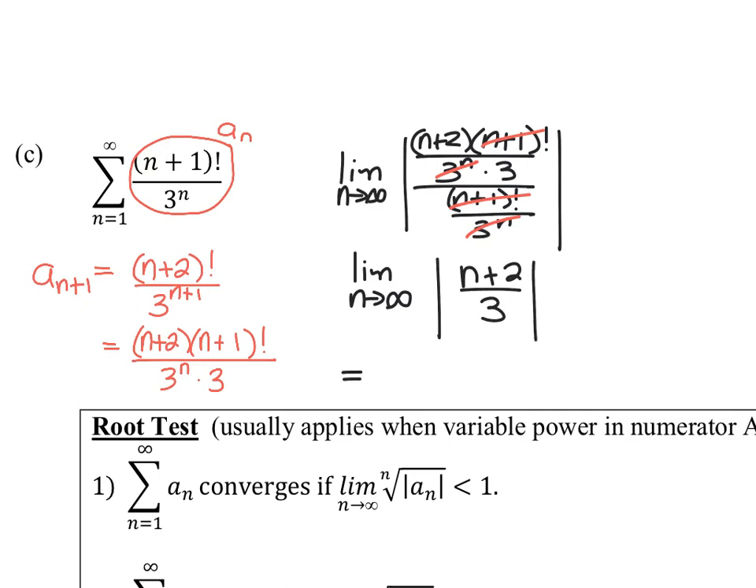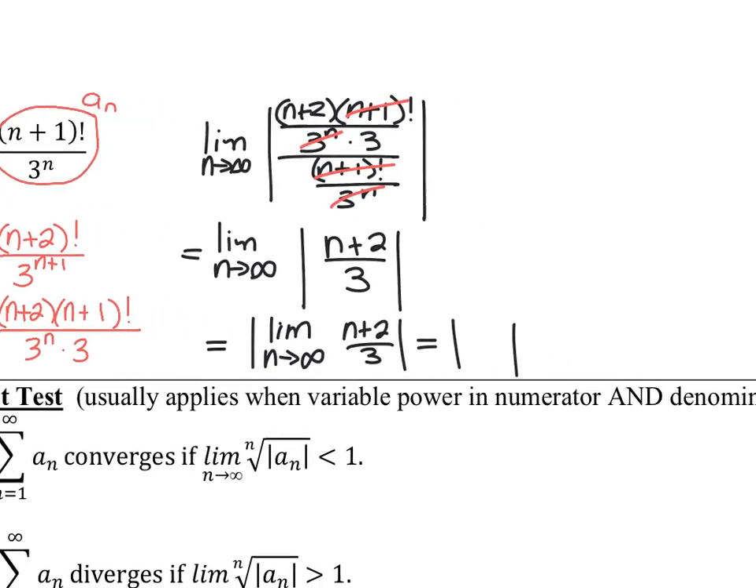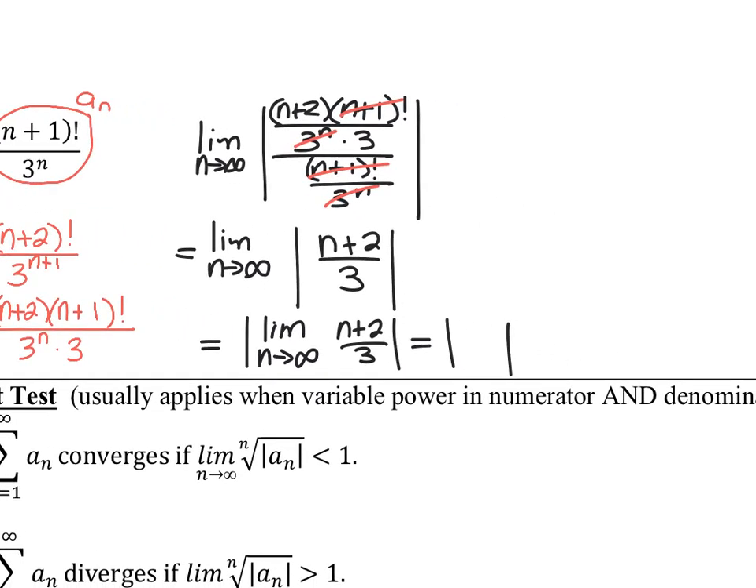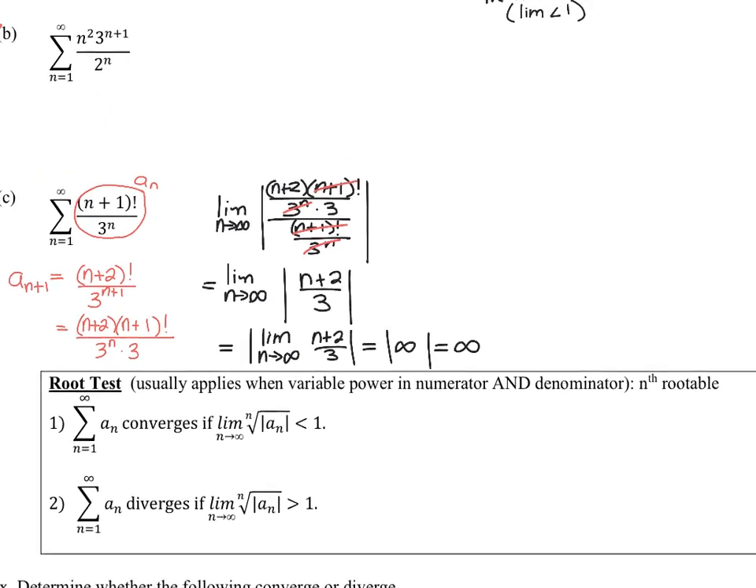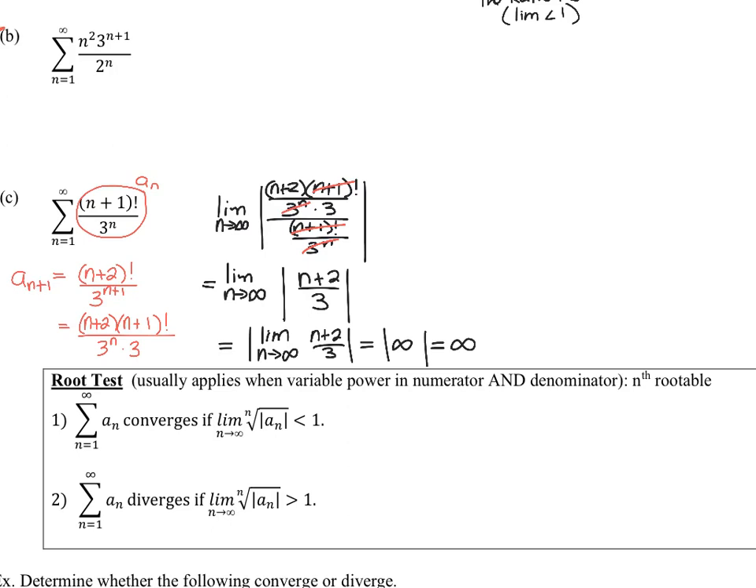All right, which amounts to the same thing as the absolute value of the limit as n approaches infinity of (n plus 2) over 3, which is the absolute value of what? Infinity. Absolute value of infinity is infinity. And so we now know that this series diverges.